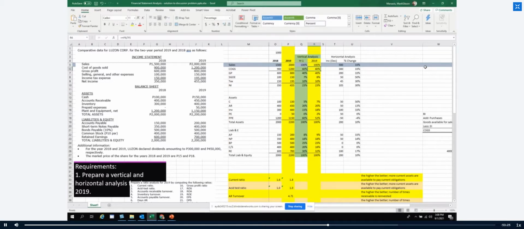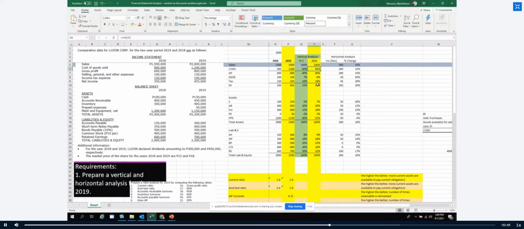So that's still 100% because the next formula in cost of goods sold will be 1,200,000 divided by your total sales, no? Because your total sales is equivalent to 100%. So this will be your baseline in the income statement. So that's 1,200,000 divided by 2 million. So that's equivalent to 60%.